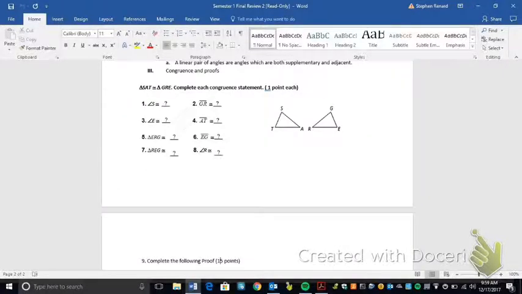SAT is congruent to GRE, okay? Sorry, I just got it. The SAT is the college entrance exam, the GRE is the grad school entrance exam. So anyway, that's supposed to be a joke.